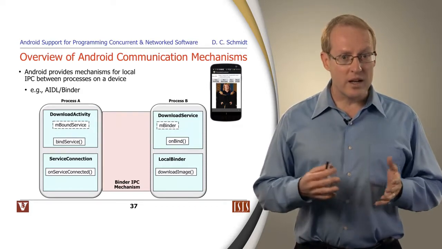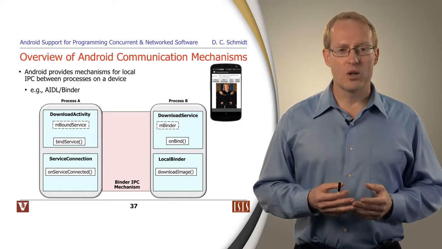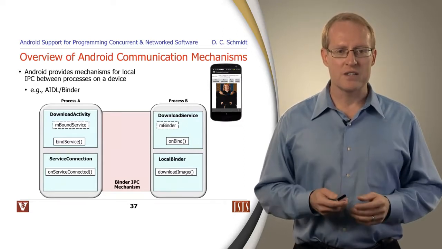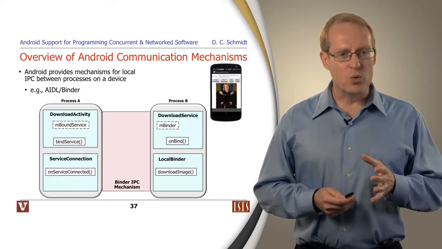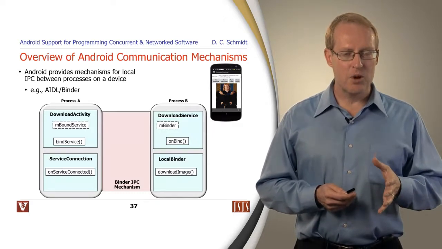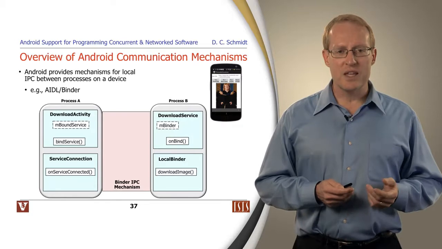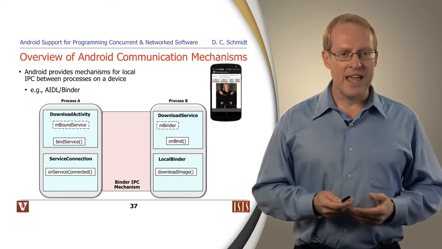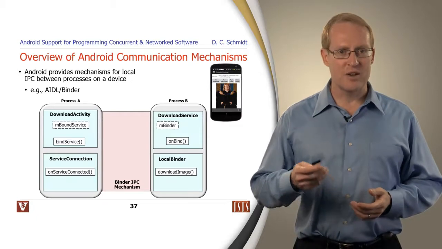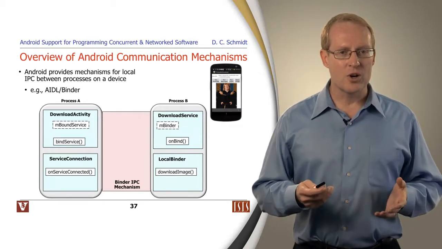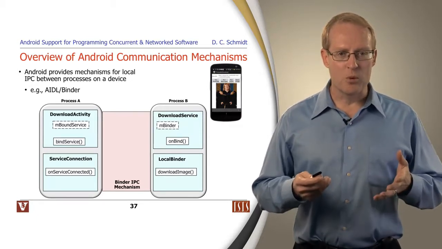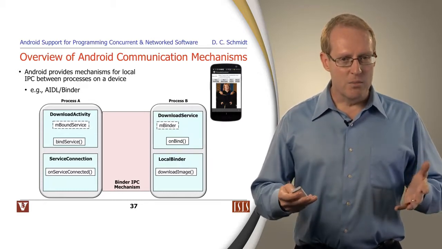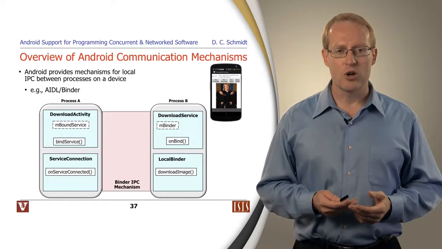Android provides quite a number of mechanisms for local inter-process communication between different processes on a device itself. The particular ones we're going to focus on in this part of the module are the Android binder and AIDL mechanisms. AIDL is the Android Interface Definition Language, and the binder is an object-oriented remote procedure call mechanism that resides partly in the middleware and partly in the Linux kernel.